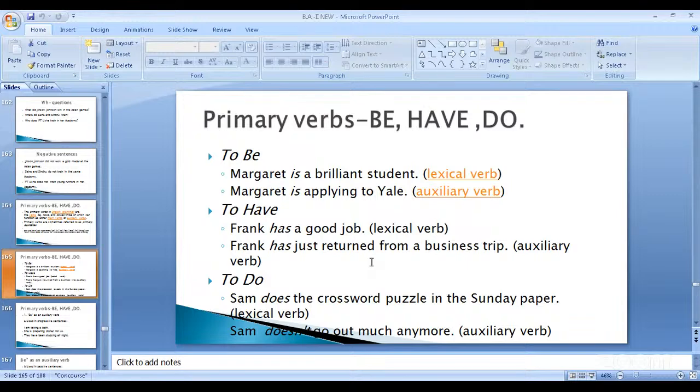Now coming to have: Frank has a good job. It acts like a lexical verb. And Frank has just returned from a business trip, and that's an auxiliary verb. Now coming to do. Sam does the crossword puzzle in the Sunday paper. Here does is a lexical verb. Whereas in the next sentence, doesn't acts like an auxiliary verb. Sam doesn't go out much anymore, right?